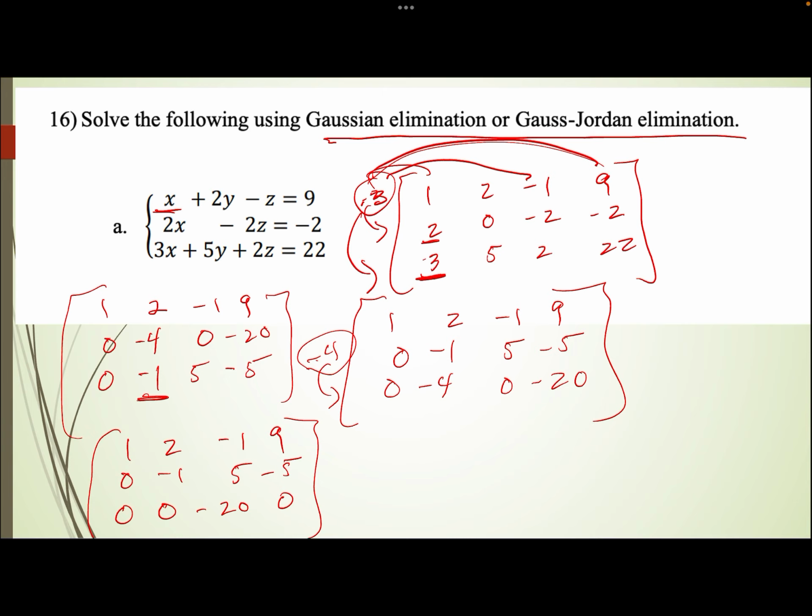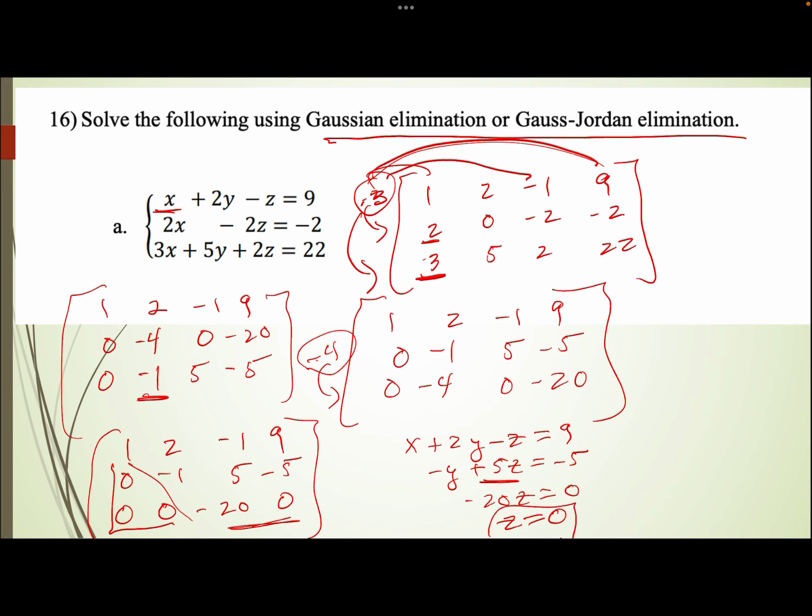So now I can write this as a matrix equation and solve it because I have my triangle of zeros here. So I get x plus 2y minus z equals 9. And -y plus 5z equals -5. And this says -20z equals 0. So what does z equal? 0. This does not mean no solution, because -20z equals 0, so z is 0.